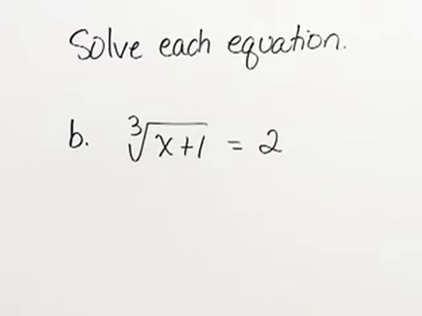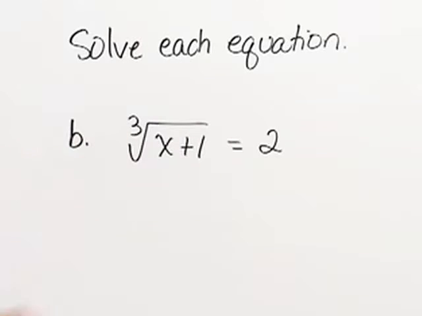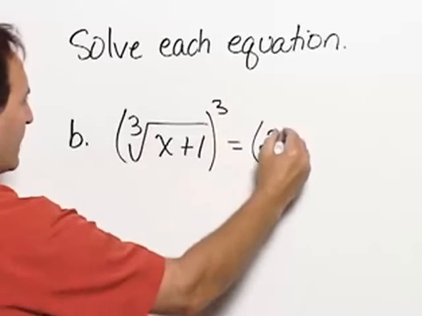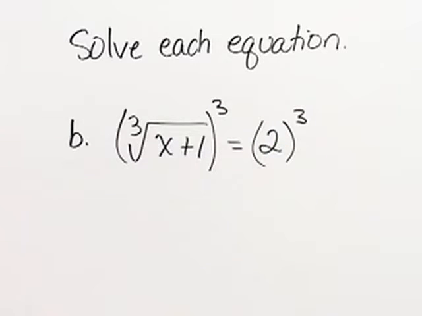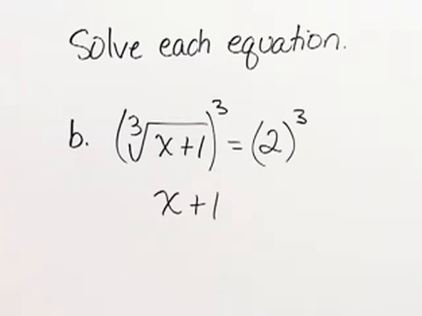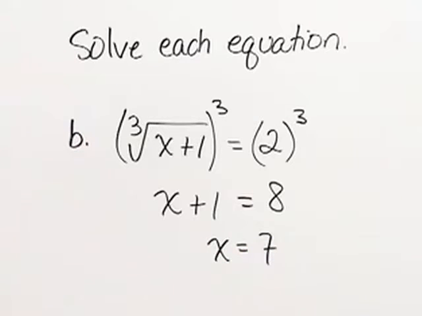Part B, the cube root of the quantity x plus 1 equals 2. We have another radical. It is isolated, and it's a cube root, so this time we'll cube both sides, that is, raise both sides to the power of 3. Cube root cubed gives us the radicand, or in other words, the number under the radical symbol, which is x plus 1, and then that equals 2 cubed, which is 8. Subtract 1 from each side, and the result is x equals 7.